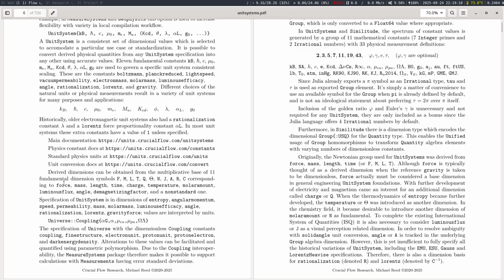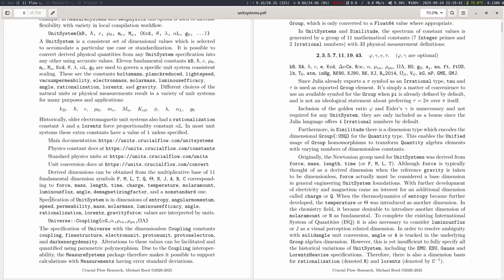The derived dimensions can be obtained from the multiplicative base of 11 fundamental dimension symbols F, M, L, T, Q, Θ, N, J, A, R, C, corresponding to force, mass, length, time, charge, temperature, molar amount, luminous flux, angle, demagnetizing factor, and a non-standard one that doesn't really have a name.